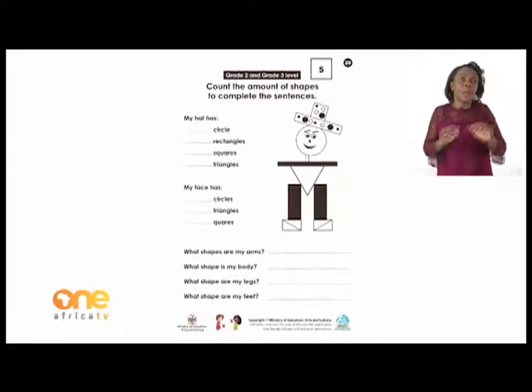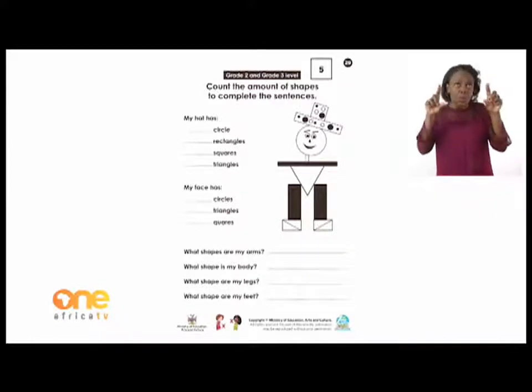How many squares? You remember the square? How does it look like? Please count them and put them. And the triangles as well. On my face, how many circles, how many triangles, and how many squares are there in my face?